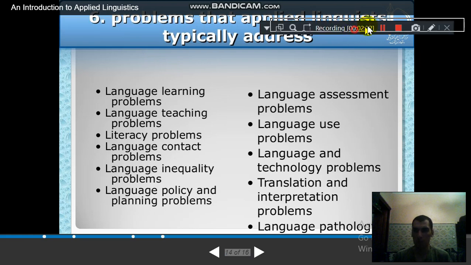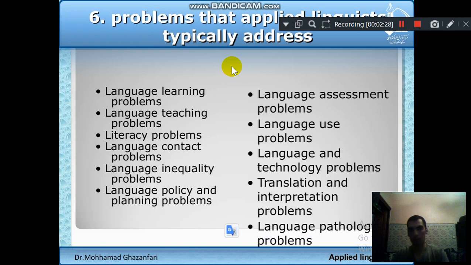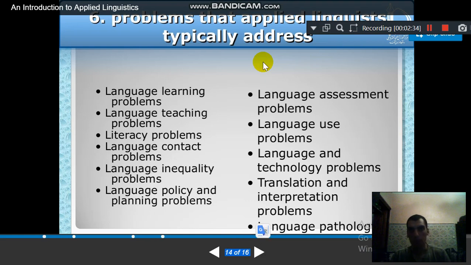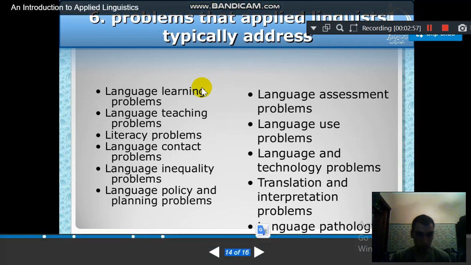So now we continue. We were talking about this slide, which is one of the most important slides that you could ever come across. It is a slide that represents the problems that applied linguists typically address and applied linguistics studies and deals with. These are language learning problems, and tied to them are language teaching problems, literacy problems that in turn are tied to language teaching problems and language learning problems. So these three are very related. This is a set of similar problems.